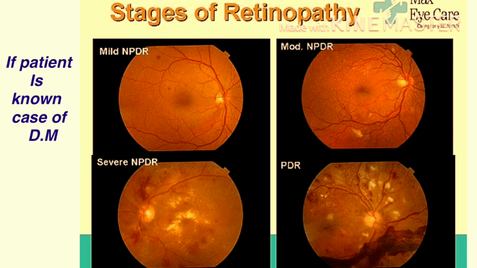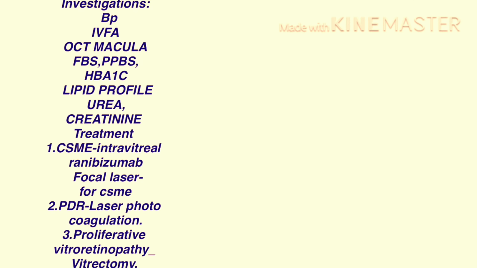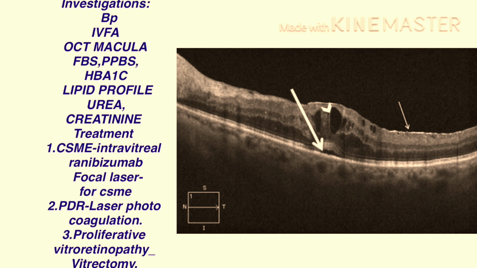We have to look at the blood pressure of the patient because hypertension and diabetes are the most common co-associated diseases. Followed by OCT macula to look out for any macular edema, and FBS, PPBS, HbA1c, lipid profile, urea, creatinine. Treatment: in case of CSME, intravitreal ranibizumab, focal laser for CSME. For PDR, laser photocoagulation. In case of vitreoretinopathy, treatment is vitrectomy.